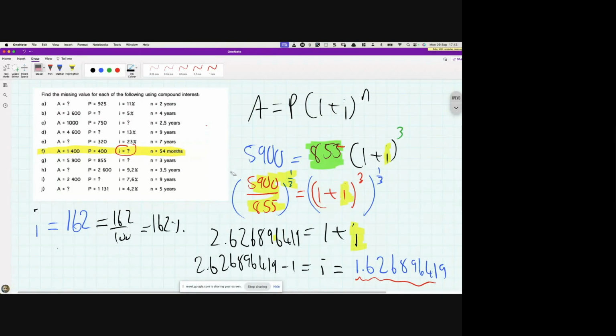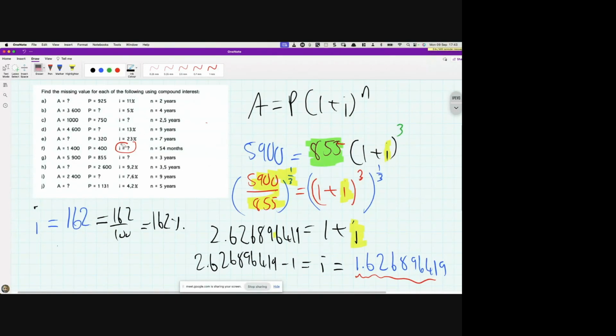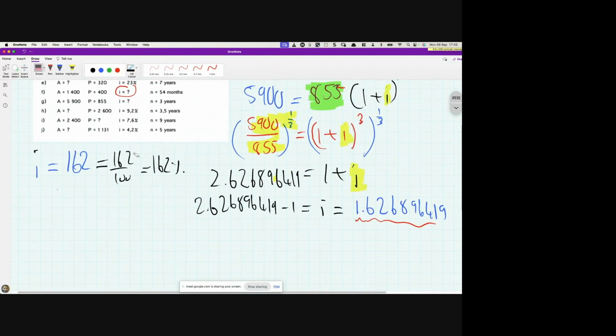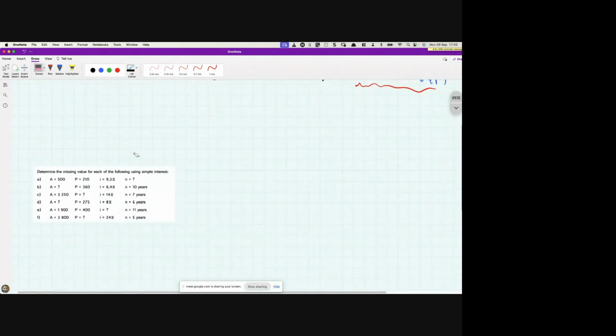Actually, you know what? Sorry, guys. I've just realized there's a mismatch between the months and the interest. So I'm going to press pause on that. I will come back to this in a future lesson. But for today, I'm actually not going to do that one. I'm rather going to move on to the next one because it will be easier that way.